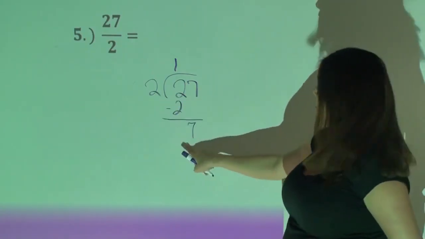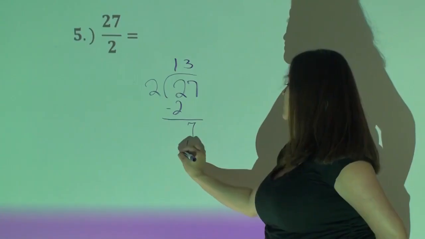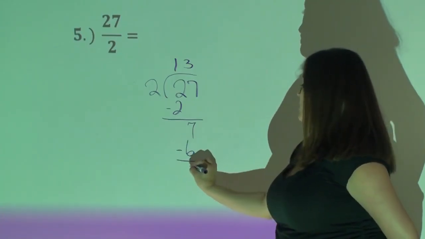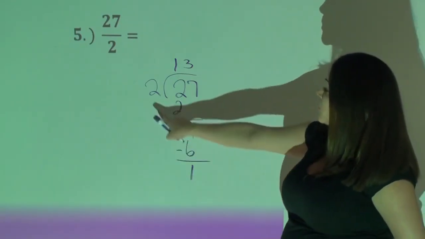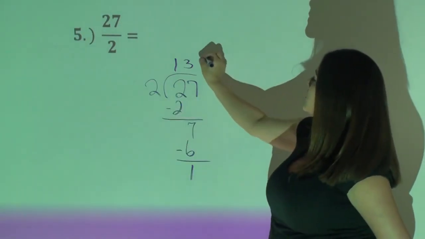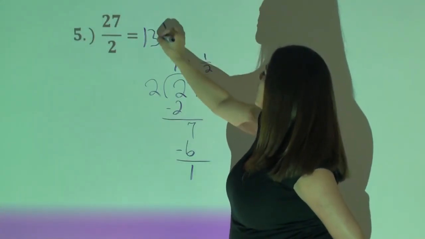2 goes into 7 3 times. 3 times 2 is 6. And here we have a remainder of 1. So we can take that remainder and put it on top of our divisor. So we end up with 13 and a half. So that's your final answer, 13 and 1 half.